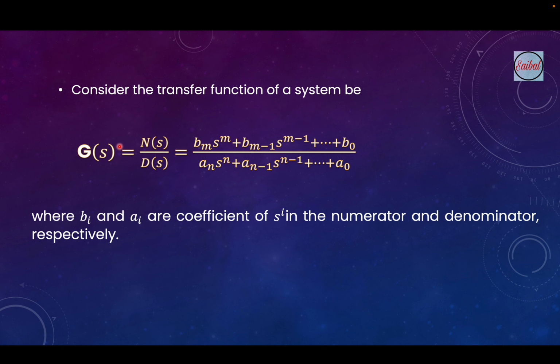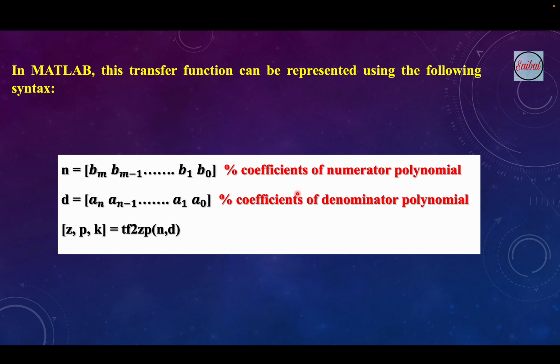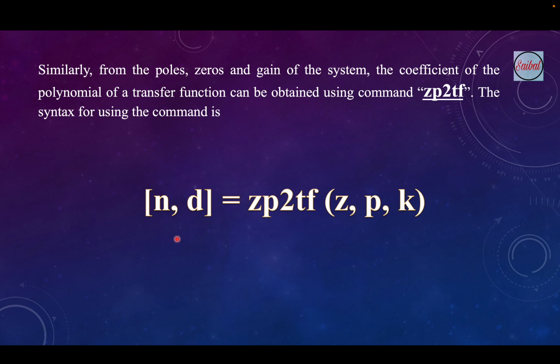So consider one transfer function. This is the general representation of the transfer function. In MATLAB, the transfer function can be represented using the following syntax. First of all, we have to represent the coefficients of the numerator polynomial, which we denote as n. Then we represent the coefficients of the denominator polynomial, here denoted d. Then you write the command [z,p,k] = tf2zp(n,d). Then you can easily find the zeros and poles of the transfer function.